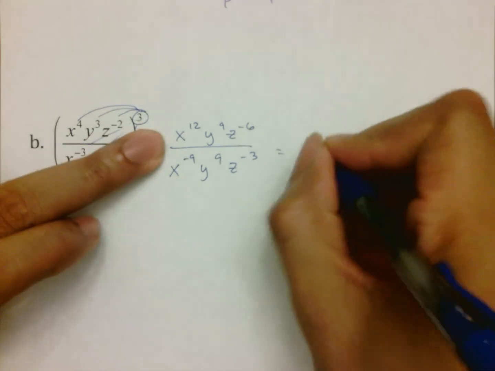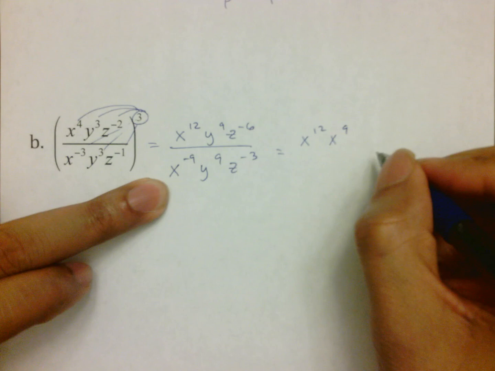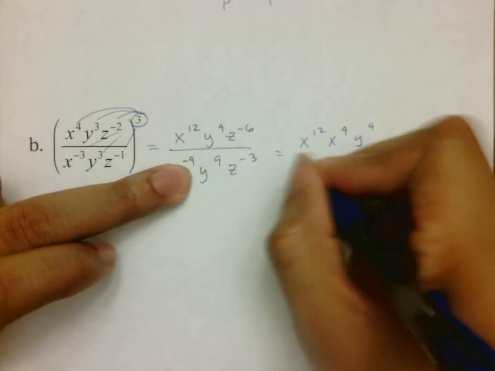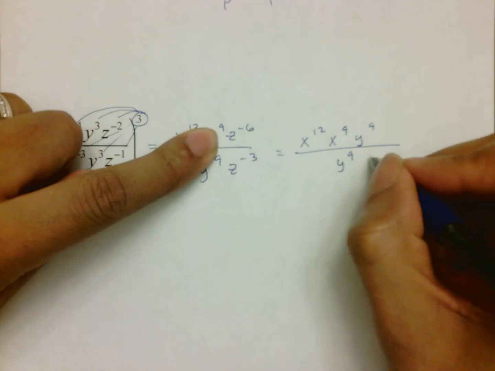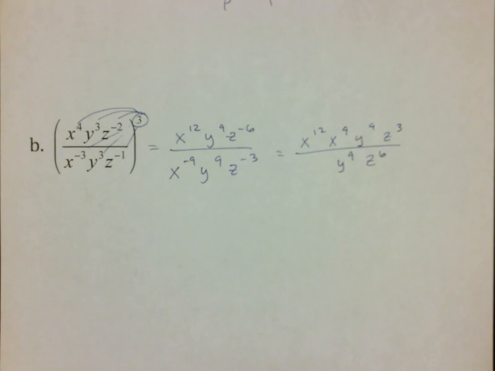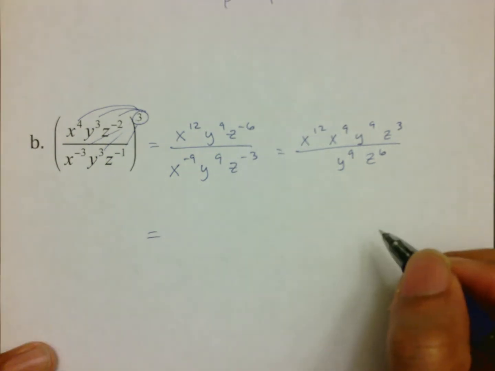So again, x to the 12th is happy where it's at. X to the 9th wants to move up. Looking at your y's, you have a y to the 9th up here. You also have a y to the 9th down here. Looking at your z's, z to the 6th wants to move down, but z to the 3rd wants to move up. From there, we follow our work.